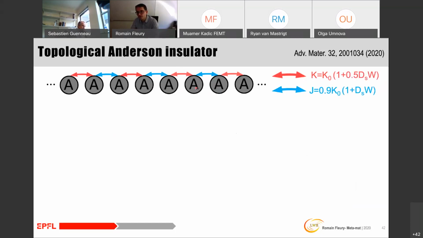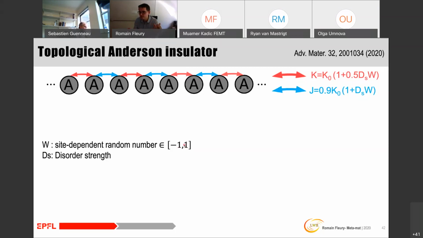So I multiply these hoppings here by these factors. So what are those numbers? W here is a site-dependent random number. For each site of the lattice, I'm changing the coupling by a random number, and I take this value between -1 and 1. And d_s just quantifies the strength of the disorder. Notice that I'm not playing any trick here. I'm not trying to, on average, go to a non-trivial chain where this would be higher than J, because this W is chosen between -1 and 1. So on average, my system is still trivial.